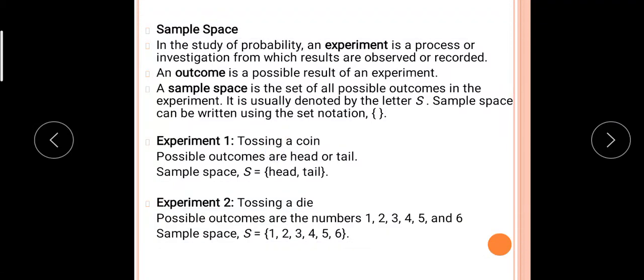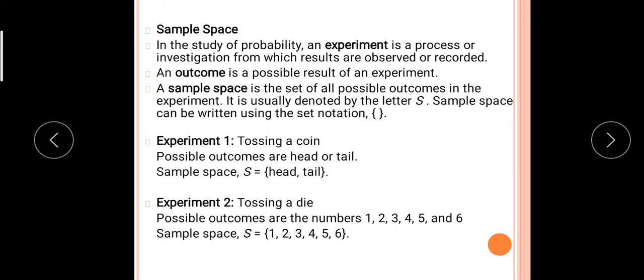Good morning, students. In the last session, we studied what is probability, what is a random experiment, the outcomes, and the equally likely outcomes. Now, in this session, I am going to explain the sample space and event also. Sample space means what? Firstly, we will see.